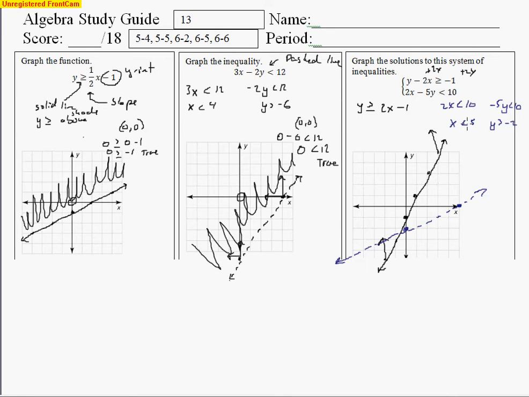So x is less. Less means left, so that's the direction I would shade. And also, I could use this one to help me see if I did it right. Y greater means above. So yes, those match. So we know we did it right.